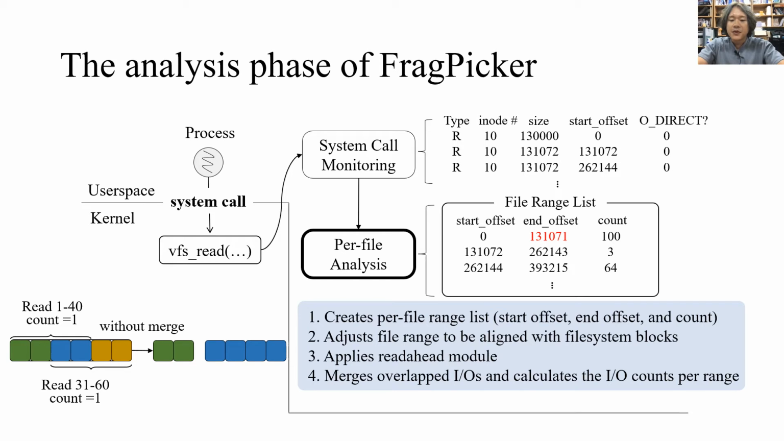Afterwards, FragPicker investigates if the I/Os are sequential buffered reads or not. If they are sequential buffered reads, FragPicker manipulates the file range list to reflect the read-ahead mechanism. Since the kernel read-ahead is applied under the system call layer, FragPicker should mimic the read-ahead mechanism by itself. Finally, it merges overlapped I/Os and calculates the I/O count. Without the merge process, the overlapped I/O ranges can incur another fragmentation after migration, like this. Therefore, we merge such ranges like this.